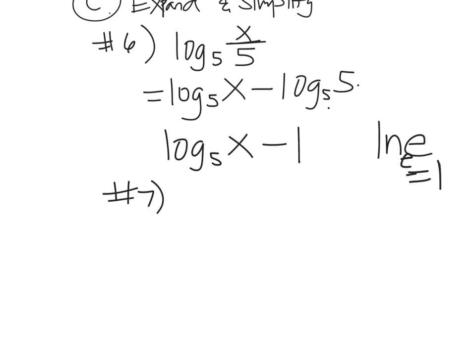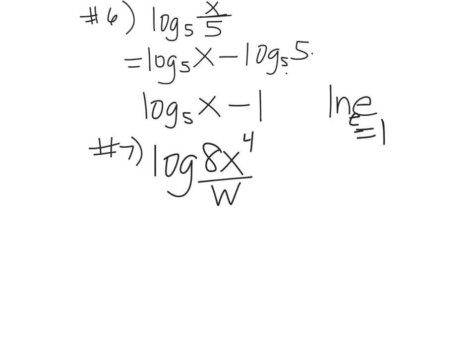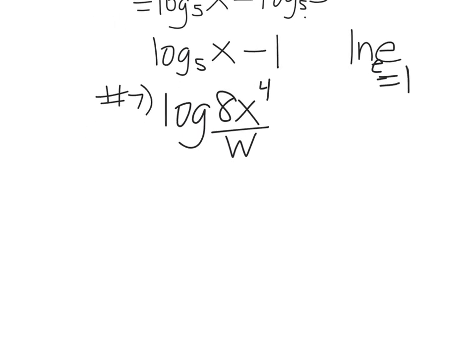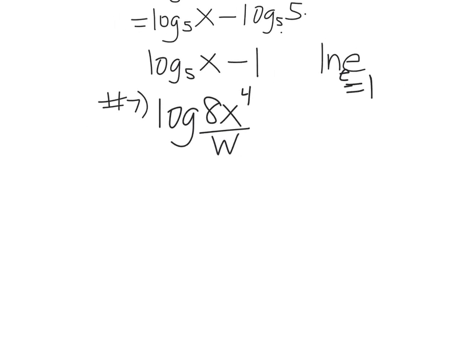All right, try this one. Log of 8x to the 4th over W. Okay, the biggest mistake that people will make on this one, especially in Algebra 2, is that they don't see the top as 2 separate things, but it is. You're going to have 3 logs here. They'll keep the 8 and the x to the 4th together. This one has 3 parts, so you need to break it up into 3 logs.